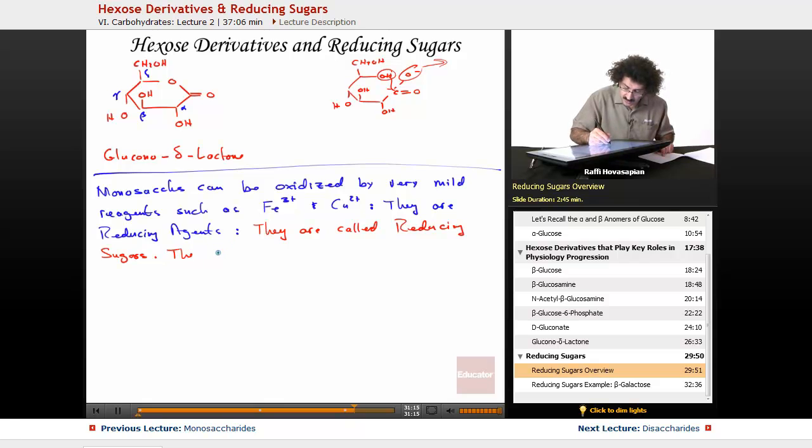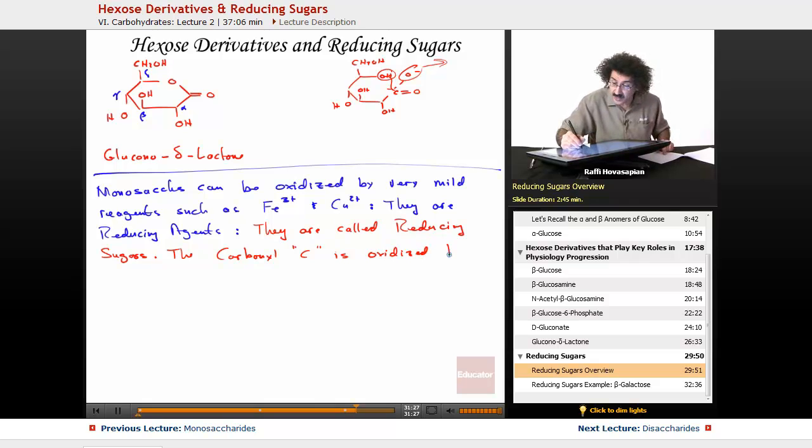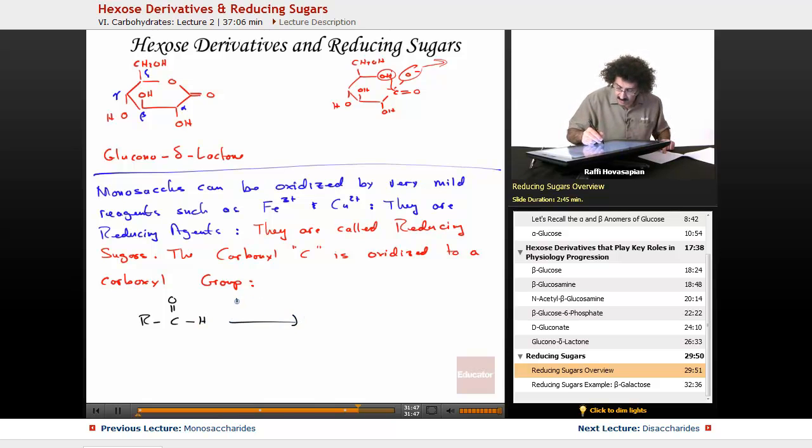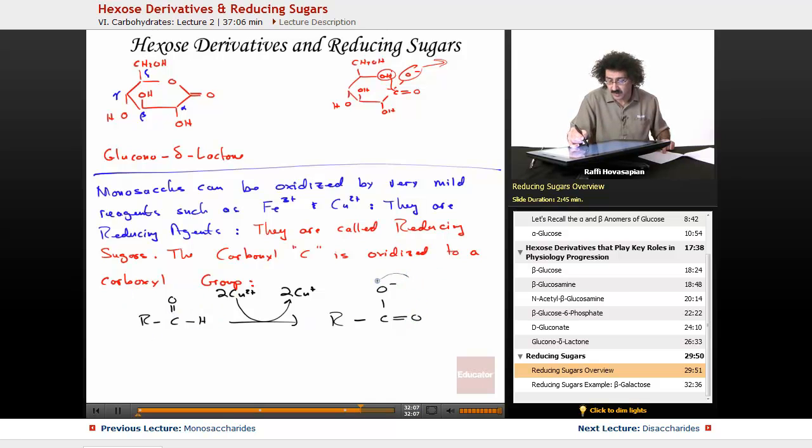Again, the carbonyl carbon is oxidized to a carboxyl group. The general reaction is as follows. You have R, C, this is the aldehyde, okay? Let's just go ahead and use 2 copper 2+ to 2 copper 1+, and what you end up with is RC. So this aldehyde is actually converted to a carboxyl, okay? Because that's available, the free end of the linear form of the sugar.